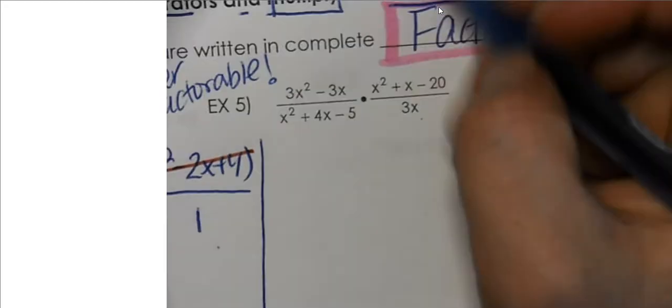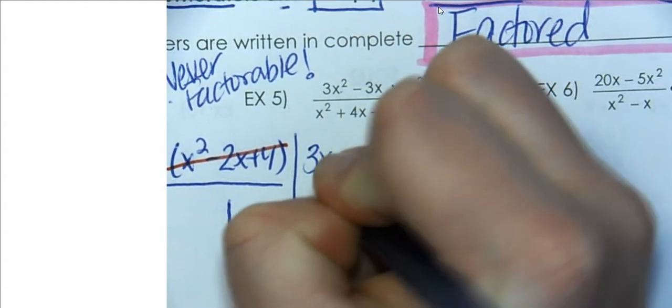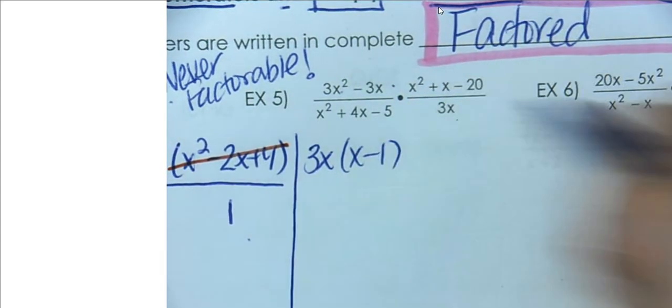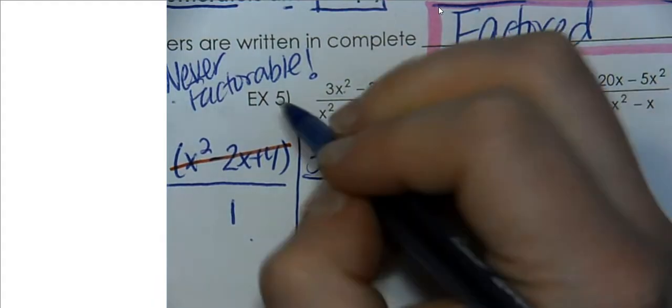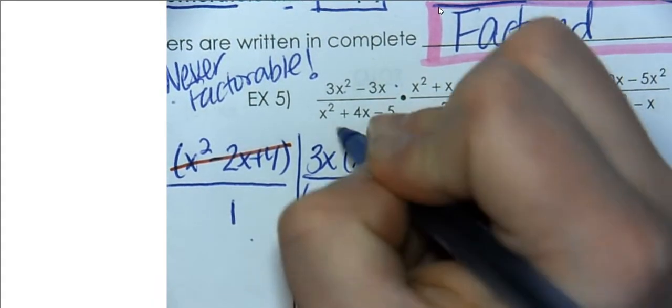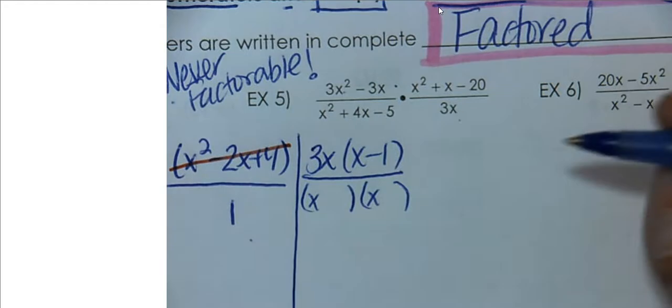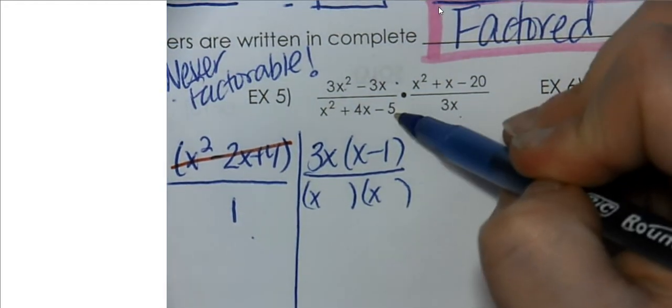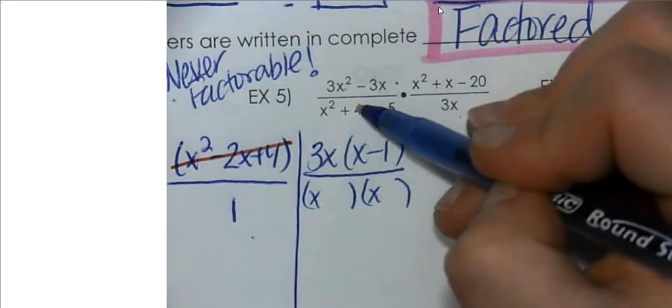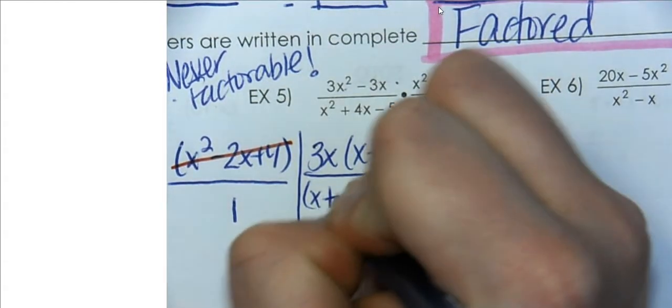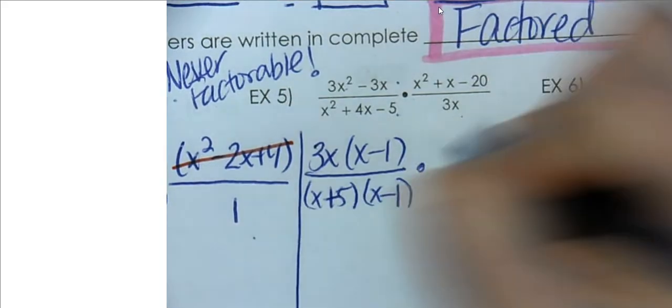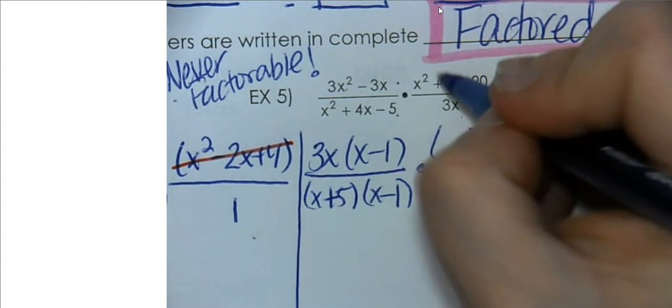Let's look at example 5. We're going to factor the numerator. I can see that 3x squared and 3x have in common a 3x, with the leftovers being x minus 1. This is all over 2 parentheses, splitting apart the x squared into an x and an x. I asked myself what 2 numbers multiply together to equal negative 5 and together add to equal 4, and that is a plus 5 and a minus 1, times 2 parentheses, splitting apart the x squared into an x and an x.